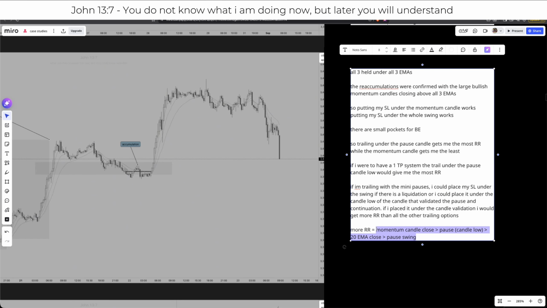So the most R would be the momentum. So it would be the pause candle close. The pause candle low would be giving me more than the 20 EMA close, which would give me more than the pause swing, which would give me more than the momentum candle low.